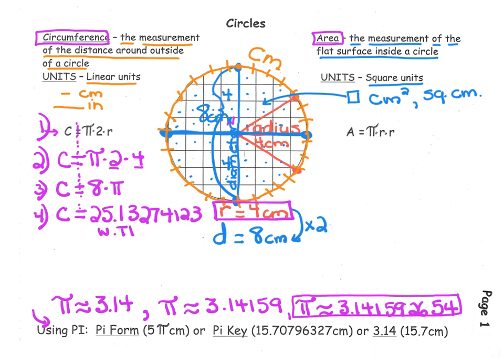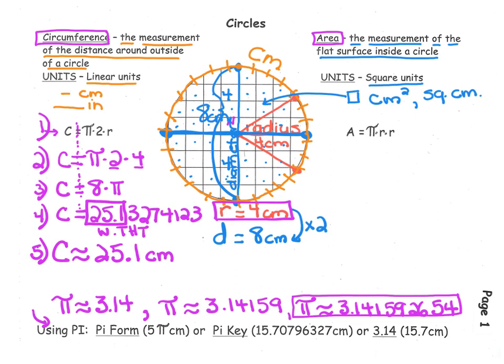Take a moment, box your given value to the tenths place, and in your final step, let's round to the nearest tenth of a centimeter. You should have gotten 25.1. Let's label that with centimeters. That is the distance around this entire circle.